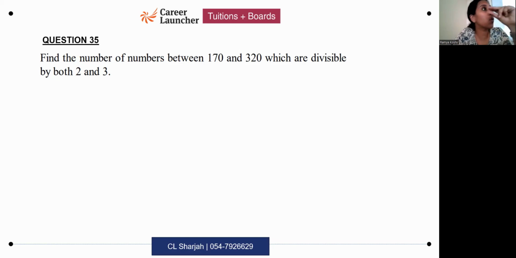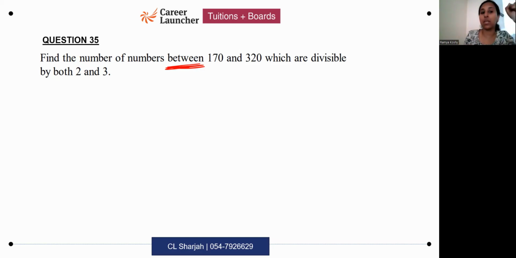Even if the number was divisible by 6, still you should not take it because of the English which is used in the question. Between, very important. It is not from. If the question said, find the number of numbers from 170 to 320, then 170 and 320 can be included. If the wording was from. But here from is not there. The word is between. So 170, 320. Even if 170 and 320 satisfy the condition, you should not include them.